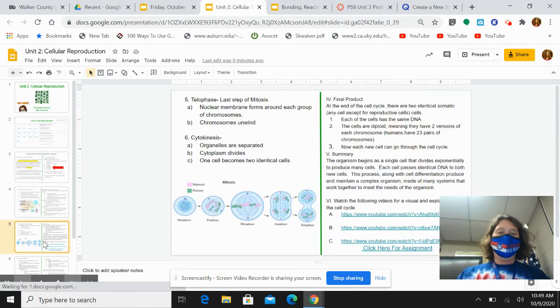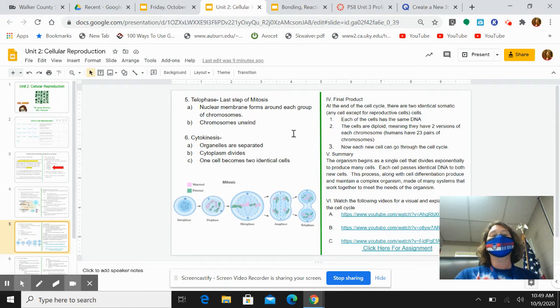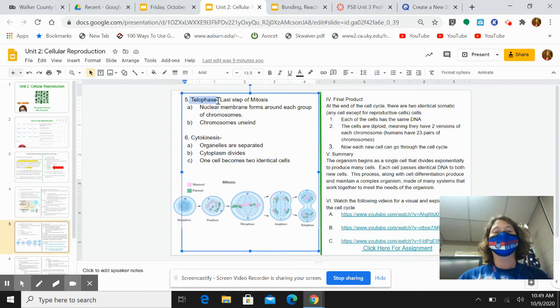Next slide, please. That is the end of mitosis. And then we go to telophase. Telophase is the end of mitosis. And in telophase, the nuclear membrane reforms around each group of chromosomes. So highlight telophase. And then highlight nuclear membrane forms around each group of chromosomes.